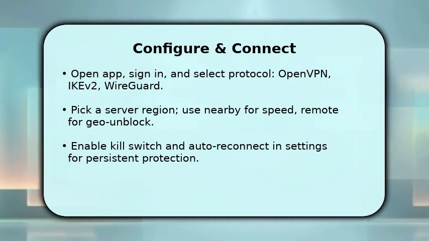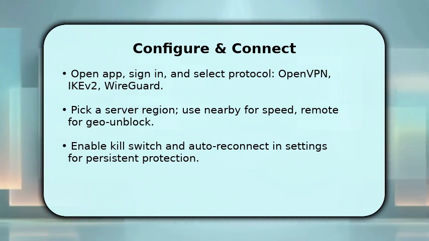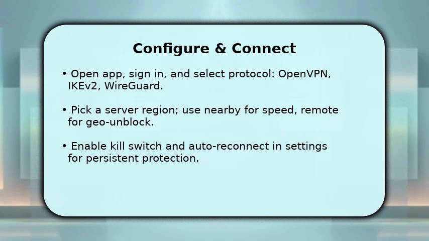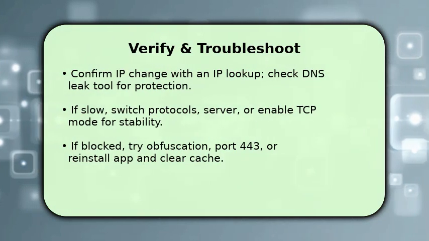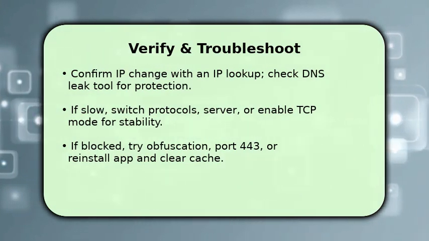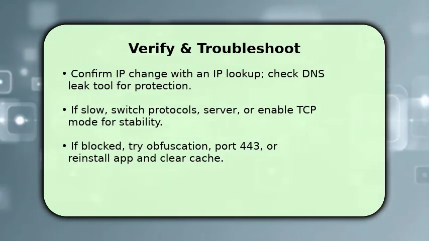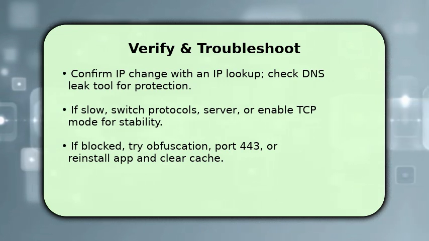You finish by verifying protection. Run an IP lookup and a DNS leak check to confirm traffic routes through the VPN. If speeds are poor, switch protocol or server, or try TCP/443 to bypass throttling.